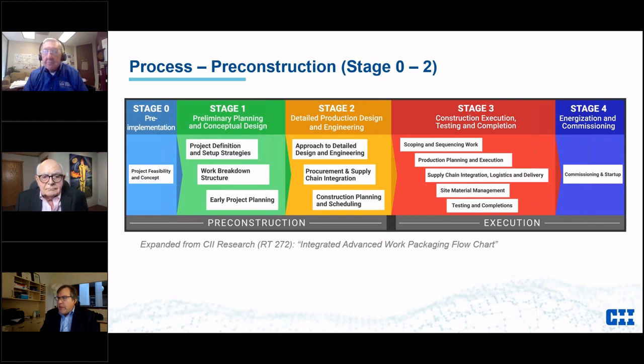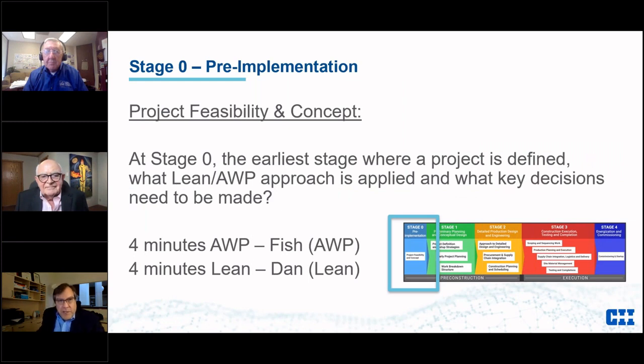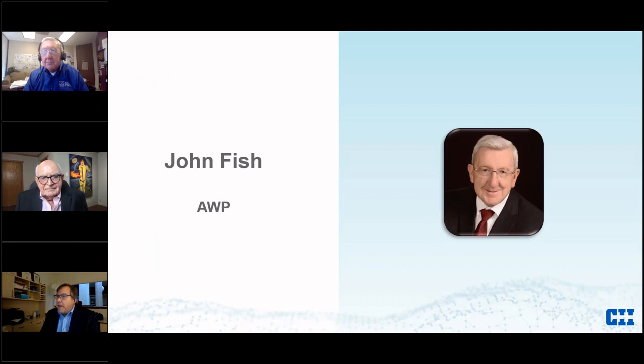So with that, we got a lot to cover. So let's get started with pre-implementation. So I'm going to pose the first question, project feasibility and concept. So at stage zero, the earliest stage where a project is defined, what lien AWP approach is applied and what key decisions need to be made? And so we're going to start out with Fish, and I'll move to the slides here.